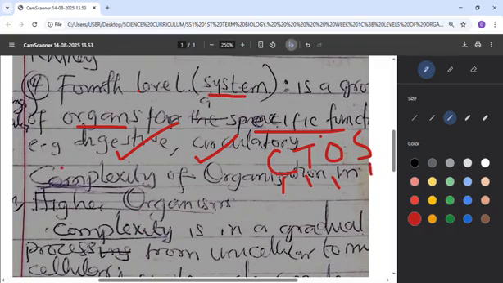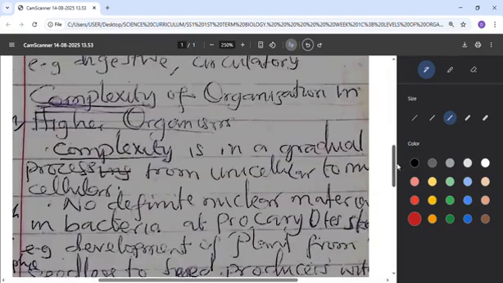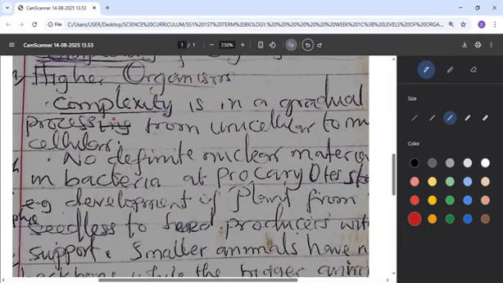And this will lead us to what we call complexity. So this complexity is the second part of this study, where we look at complexity of organization in higher organisms. What is the meaning of the word complex? When you say something is complex, what does that mean? So it's a gradual process from unicellular to multicellular. That means higher level. So higher level. Complex is something that is high, that is great, that the things inside it are much.